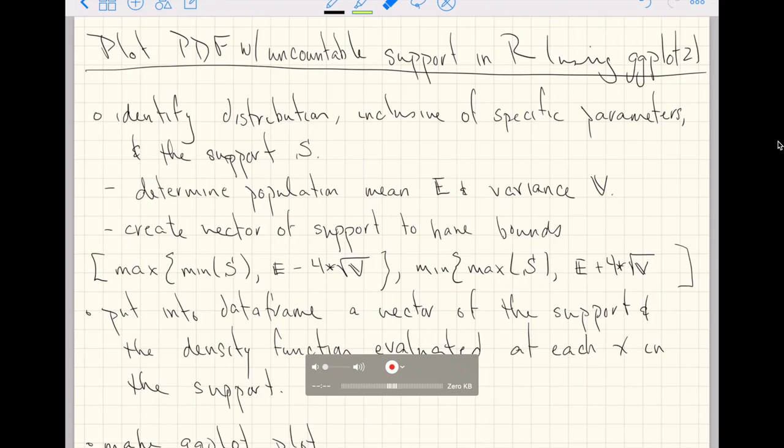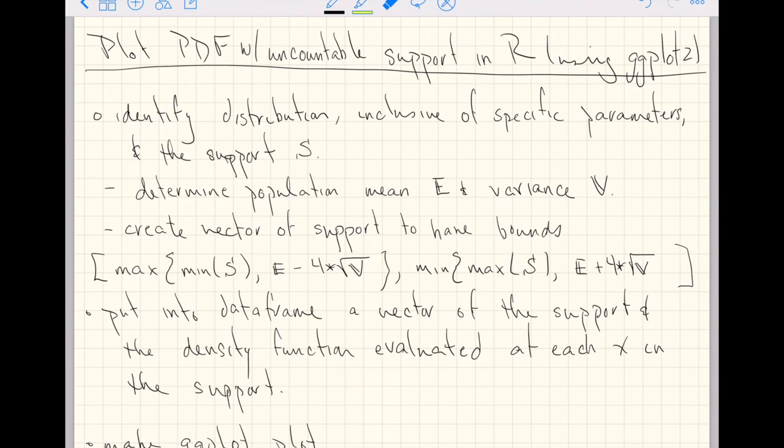This will be a quick video to plot the probability density function for a distribution with uncountable support in R using ggplot2. Step 1, identify a distribution of interest, inclusive of specific parameters you would like to make a plot of, and the support, let's call it capital S, for the distribution you're interested in.